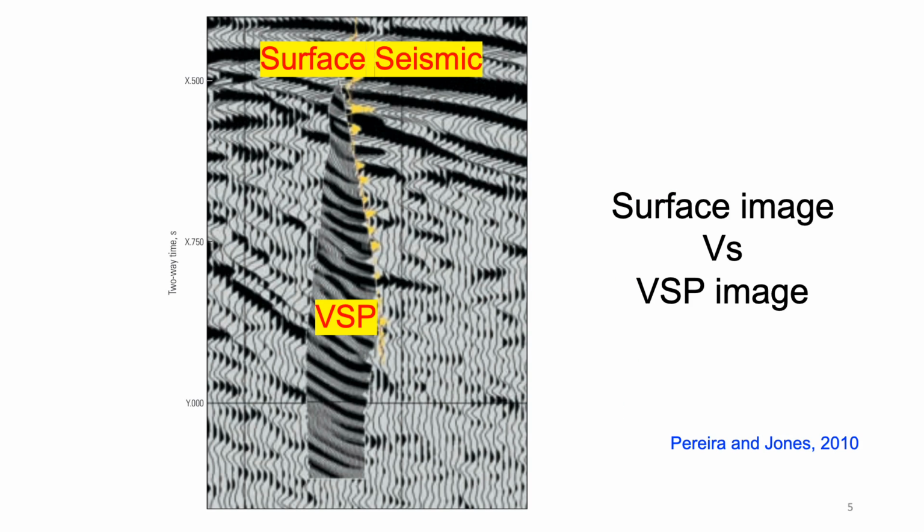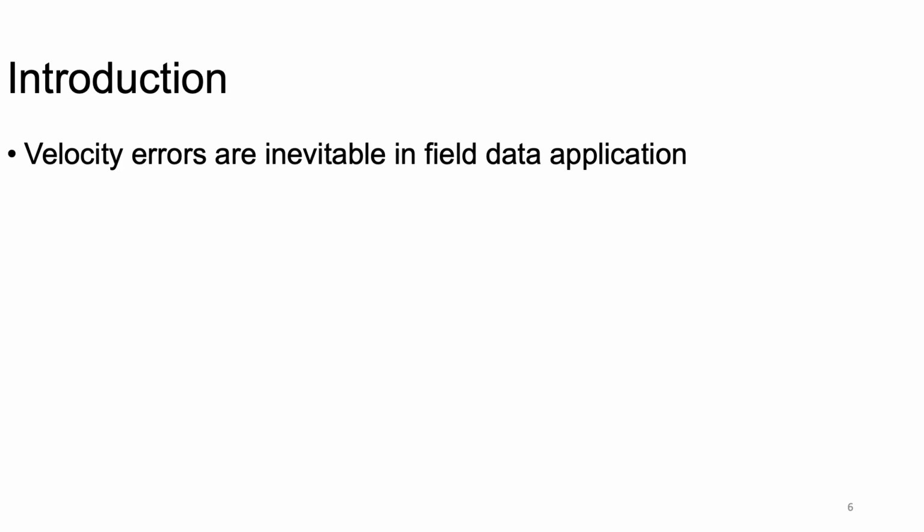This figure shows the comparison between the surface seismic image and the VSP image. Please note the higher resolution and more details in the VSP image, although the illumination area in the VSP image is much narrower than in the surface seismic image. These illustrations demonstrate that VSP has its distinctive acquisition geometry and can provide valuable information for seismic exploration.